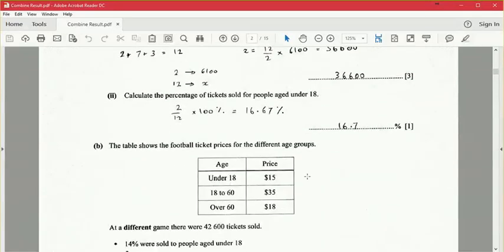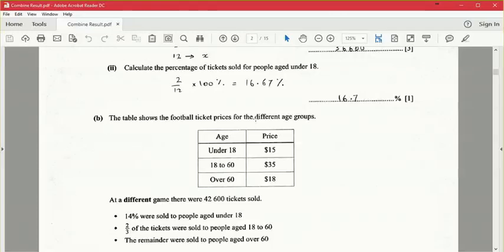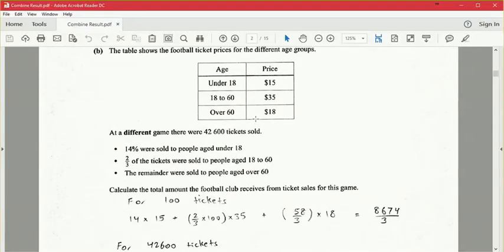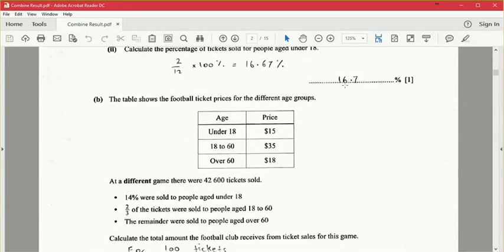Then the percentage of tickets sold for people under 18. The percentage is easy: 2 over 12 times 100% equals 16.67%. And you must write it as 16.7%, as they ask for 3 significant figures.